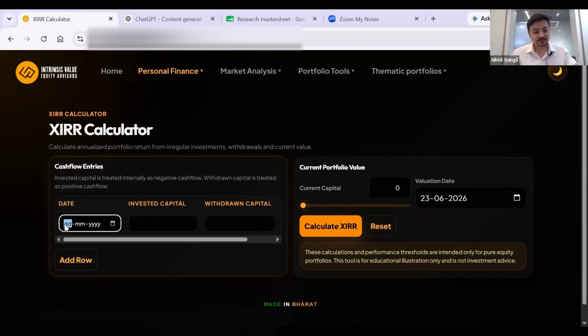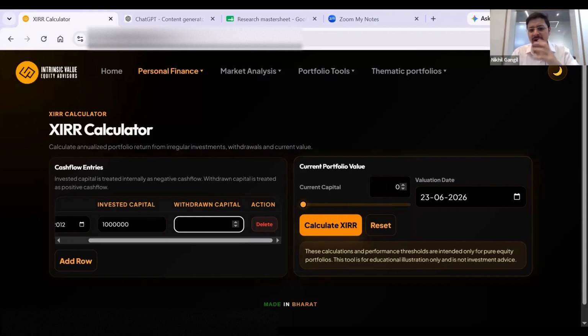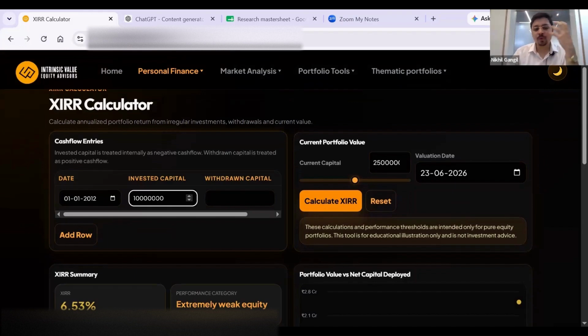What he needs to do is put in the date. Let's say he bought it on 1st of January, and 14 years from today means 2012, right? He invested 1 crore rupees. He did not withdraw anything, so he will just put 0 there, or he will not put anything. And his current capital, it means the current value of that property, is 2.5 crores, right? Okay. So the amount is 1 crore that he put in 2012, 14 years back.